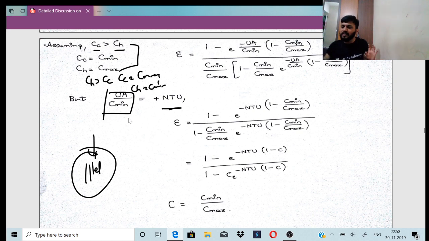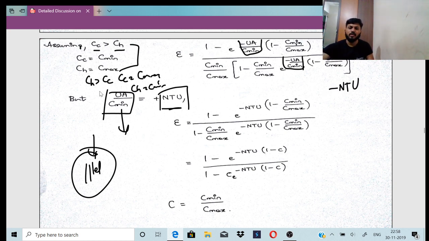But मैंने starting slide में ही क्या दिखाया था कि number of transfer units is nothing but UA divided by Cmin, है ना? Number of transfer unit is nothing but UA by Cmin. This I showed you guys in the first slide only while before solving the parallel flow heat exchanger. So UA by Cmin किधर है देखो, this here one side is there, another side is there. So this is minus UA by Cmin, तो क्या होगा minus NTU होगा ना. UA by Cmin is plus NTU, minus is there, minus NTU, substitute this as minus NTU.